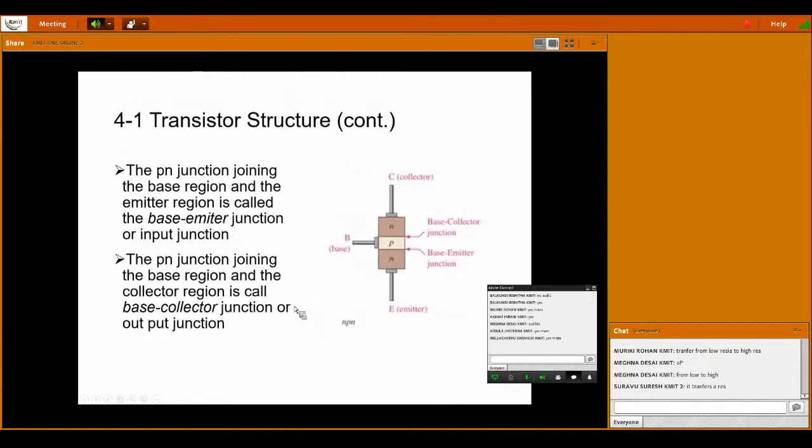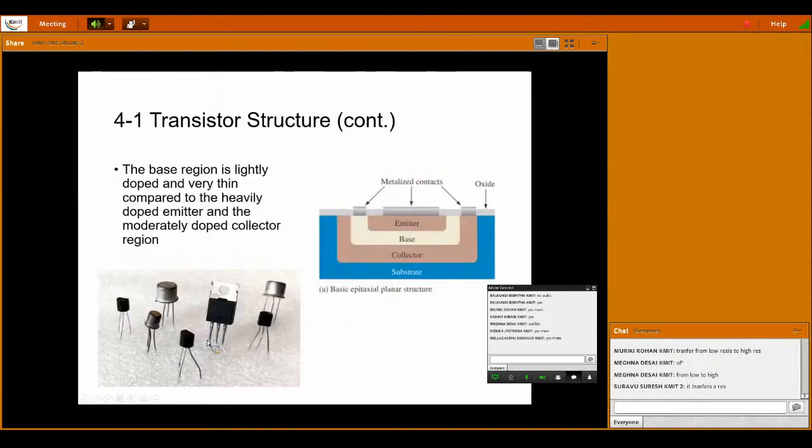Next, I'm moving to the next slide. Already I have discussed this, I think. The input junction is the base to emitter junction, and the output junction is the base to collector junction. So the PN junction between the base and emitter is known as the input junction or base-emitter junction. Next, the PN junction joining the base region and the collector region is called the base-to-collector junction or the output junction.